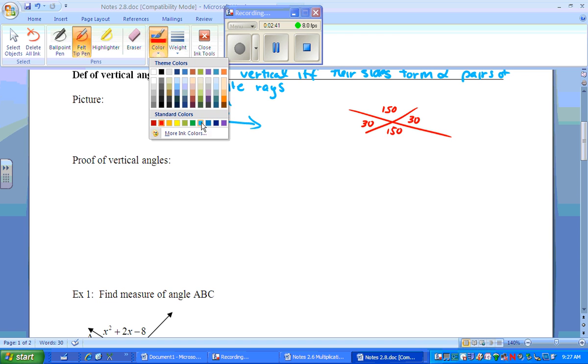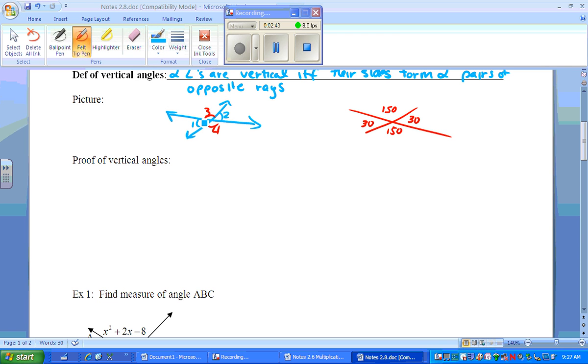Okay. What does it look like to be a proof of vertical angles? Well, you're going to start out with your basic proof here, where let me give you a picture representation. So we have this picture, A, B, C, E, and then D. Let's call this angle 1, 2, and 3. So let's use this picture.